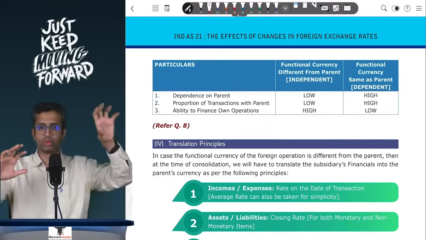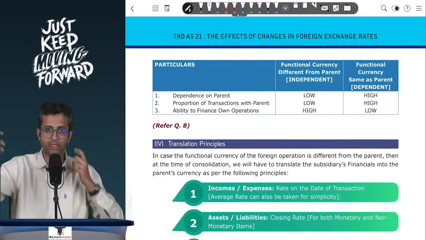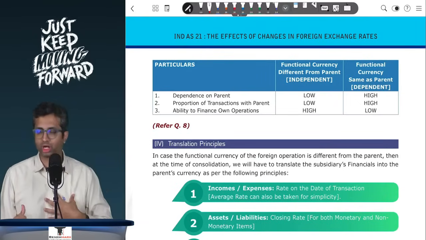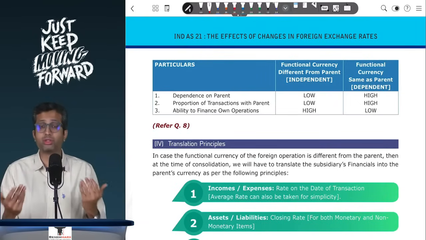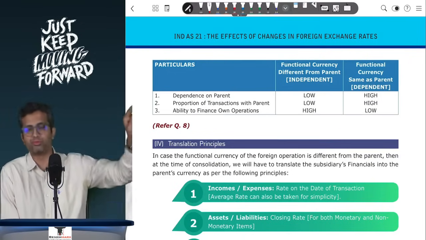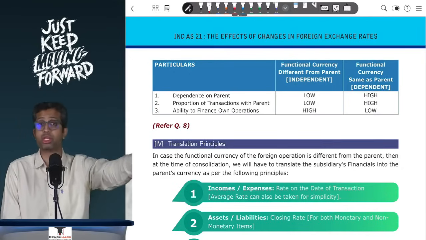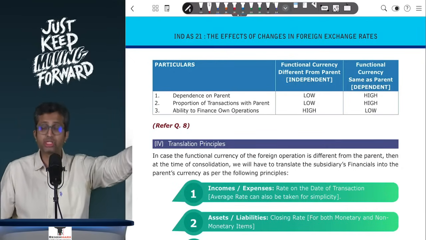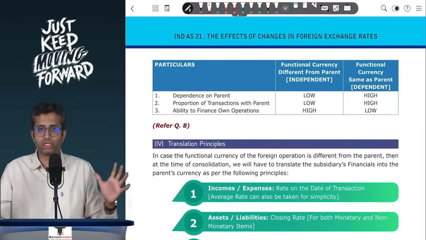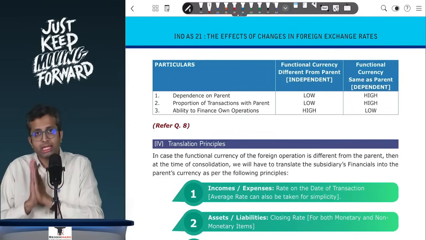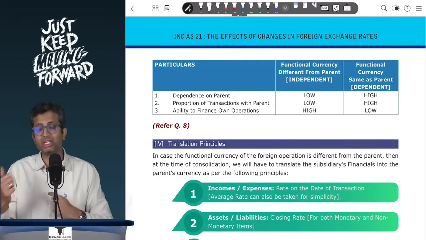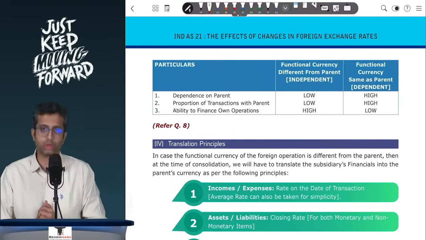However, if you look at Tata Motors, which is an Indian company, JLR, which is a UK company, and JLR finances its own operations, it is not largely dependent on Tata Motors, and the proportion of transactions between the two is relatively less. Now, JLR's functional currency is the primary economic environment of JLR, which is a UK environment, for example, in which case their functional currency will be the pounds, our functional currency will be the rupees. And now, at the end of the year, when Tata Motors has to prepare CFS, then it has to translate JLR's financial statements into rupees for the purpose of its foreign currency consolidation.